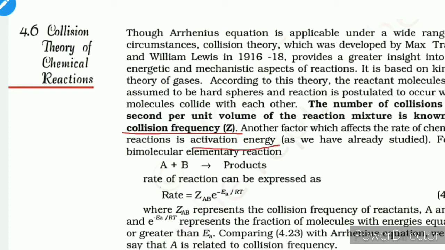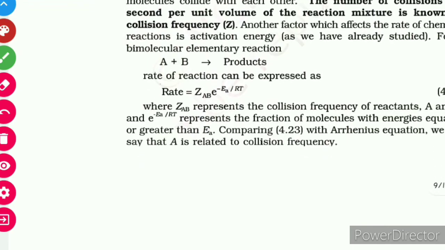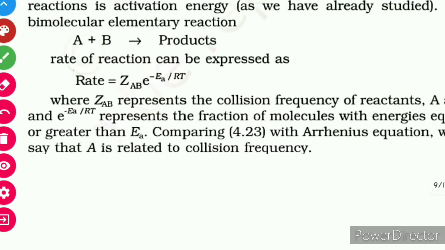For a bimolecular elementary reaction, A plus B gives products. So, rate of reaction can be expressed as rate equal to ZAB into e to the power minus EA by RT, where ZAB represents the collision frequency of reactants A and B, and e to the power minus EA by RT represents the fraction of molecules with energies equal to or greater than EA. Comparing the Arrhenius equation, we can say that A is related to collision frequency.